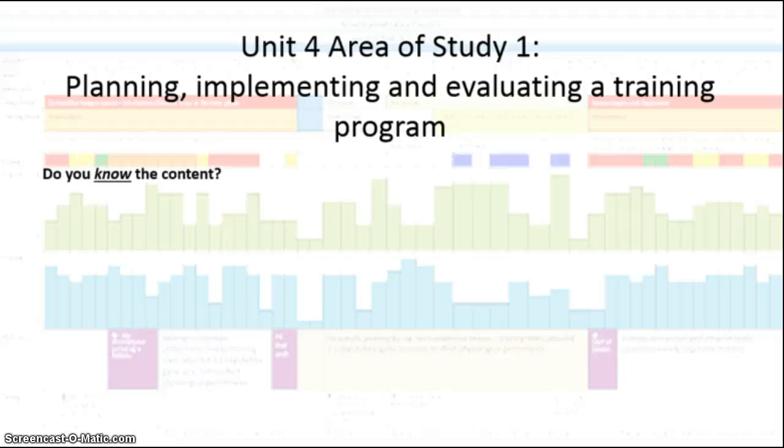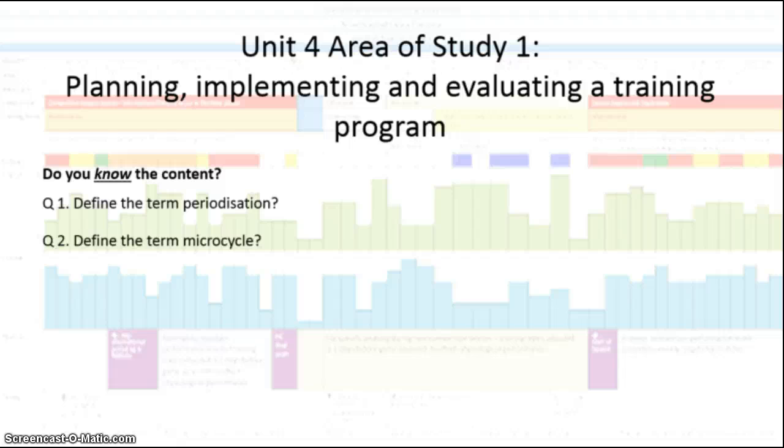Let's have a look at a few questions. Do you know the content? Once again, I recommend you read the question and then pause the video and see how you go at answering it. Let's start. Question number 1. Define the term periodization. Question number 2. Define the term microcycle. Question number 3. Define the term mesocycle. And question number 4. Define the term macrocycle.